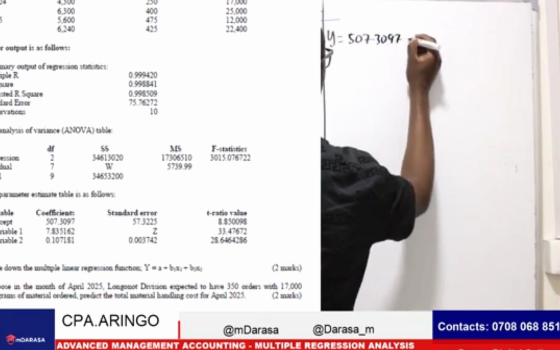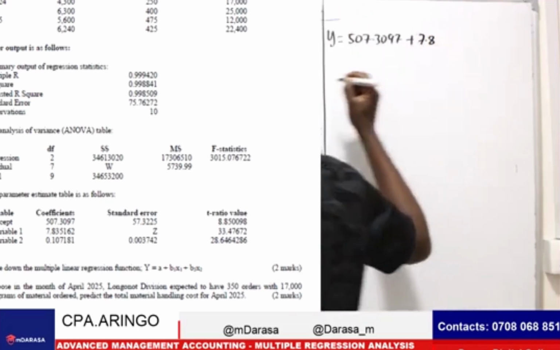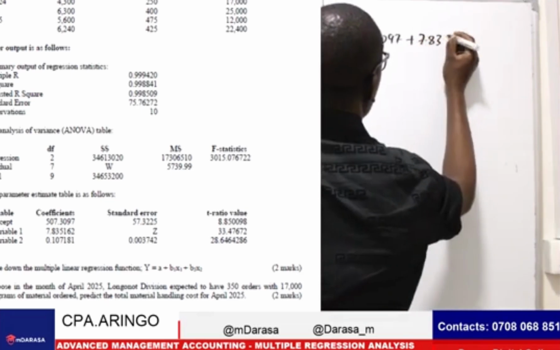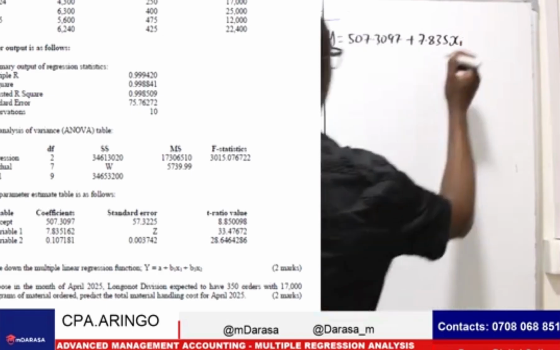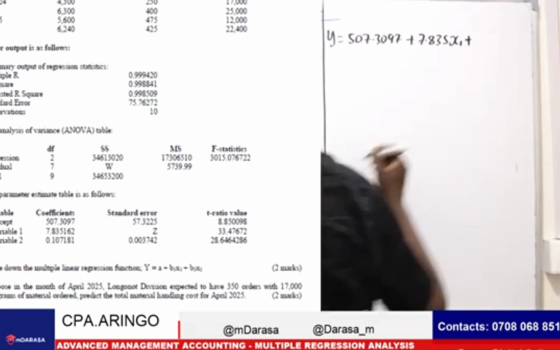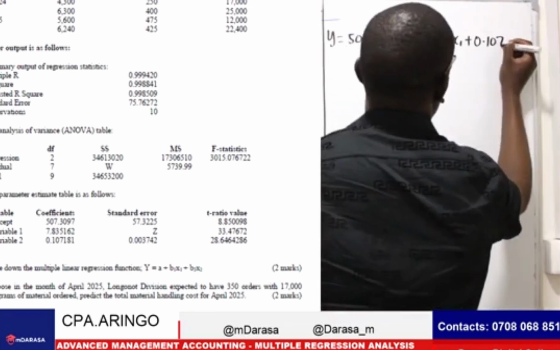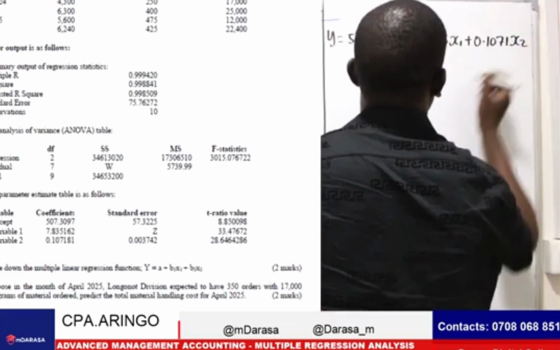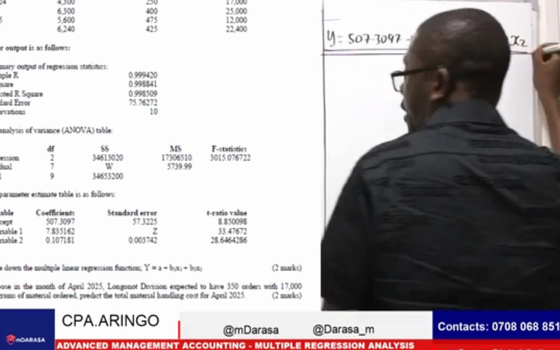547.3097. We add our variable, which is B, being our slope, variable x, variable 1, we have 7.835 x1, you can take the full value, plus the other variable, which is 0.718171 x2. See, this is now our equation.